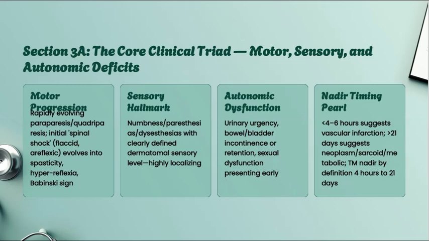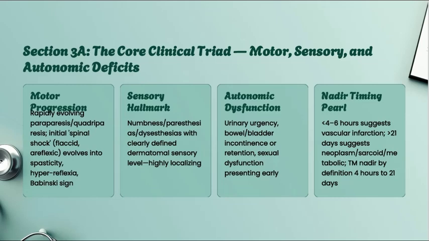As the acute phase evolves, upper motor neuron signs become established. Examination may then reveal hyperreflexia, spasticity, clonus, and extensor plantar responses. Second, sensory dysfunction. Patients frequently describe numbness, paresthesia, altered sensation, burning discomfort, or dysesthesia.